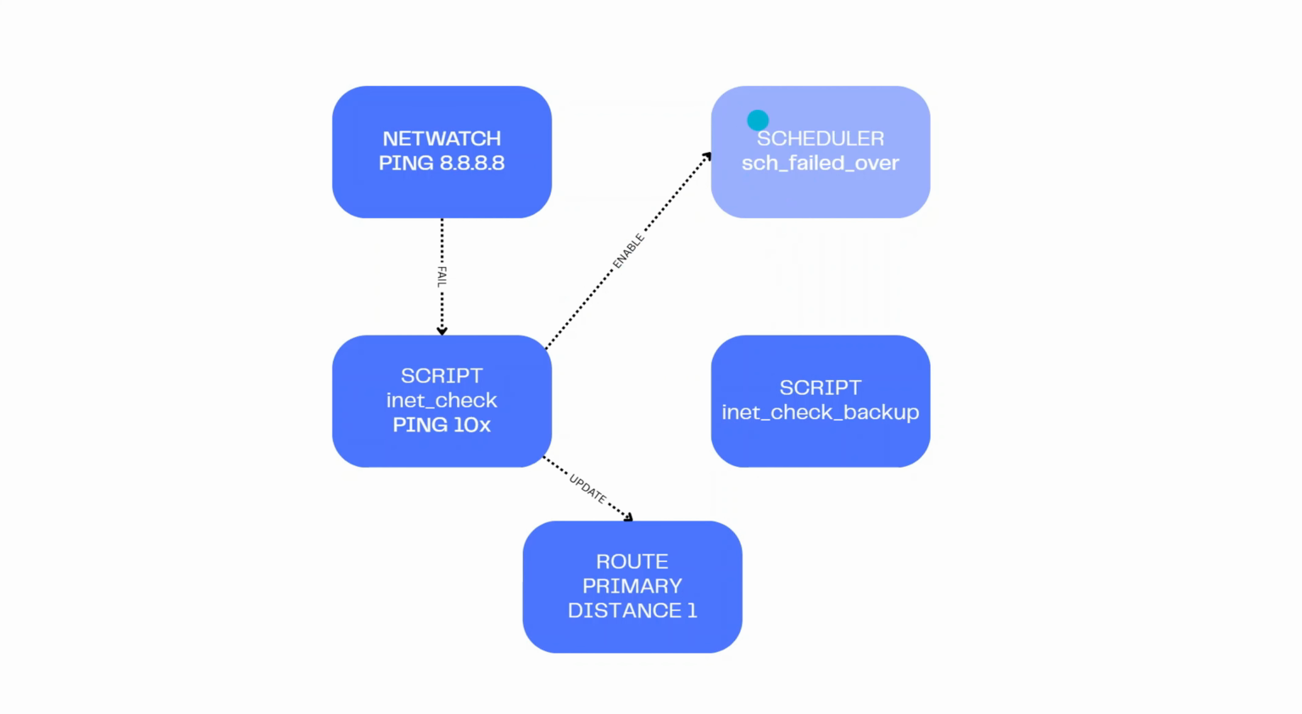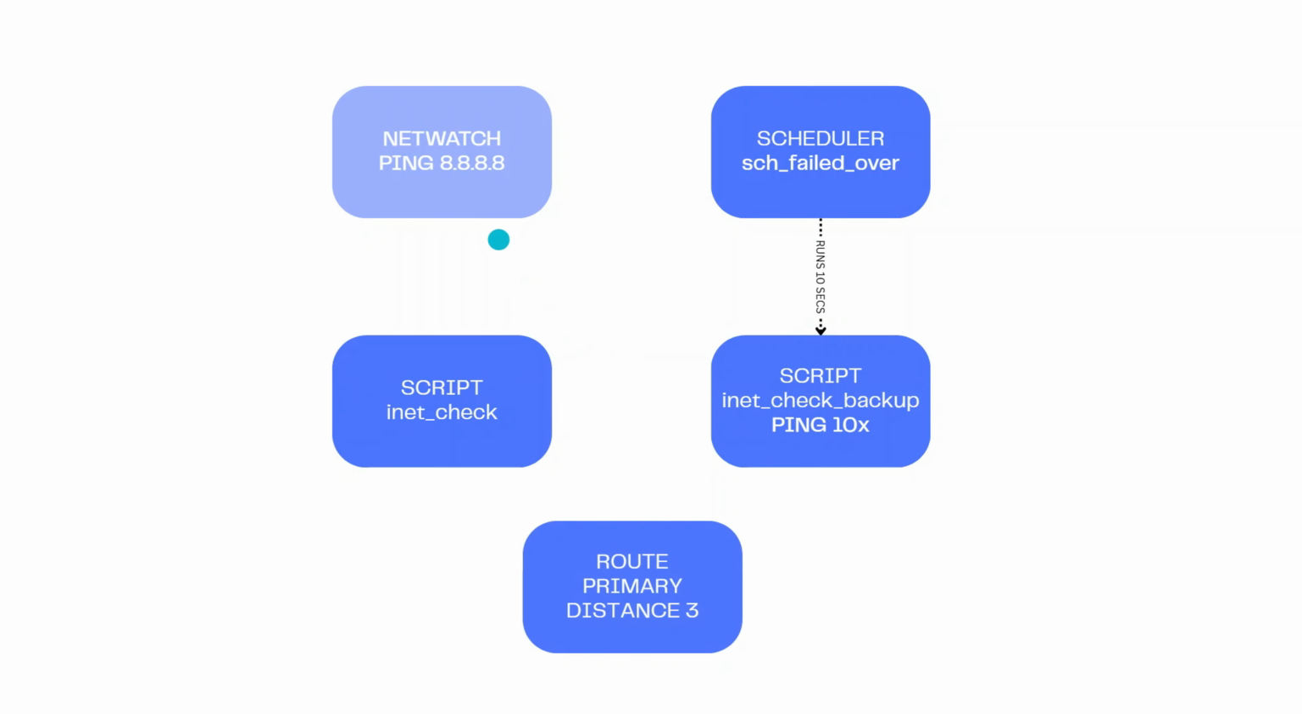But then what it's going to do is enable the scheduler. And what this scheduler is going to do is run this second script here continuously every 10 seconds, which we can see if we go to the next slide. So yeah, this has been turned off. My route distance has changed to 3. So my scheduler is now running every 10 seconds, and it's running this script.